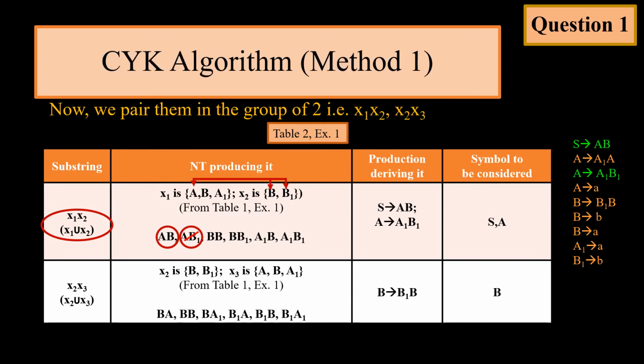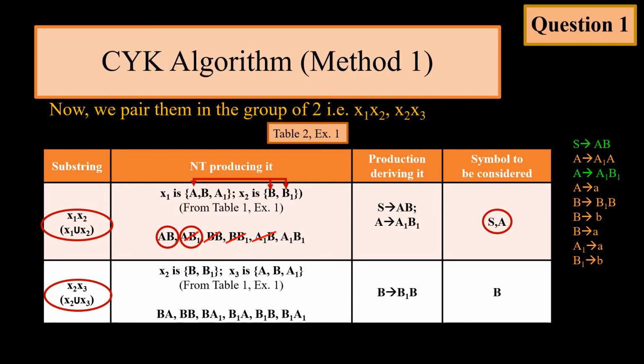Now if we consider all these six outputs which we derive, AB and A1B1 are derivable in the grammar which is given on the right side. So we will consider these two, that is S tends to AB and A tends to A1B1. So the symbols which need to be considered are capital S and capital A.